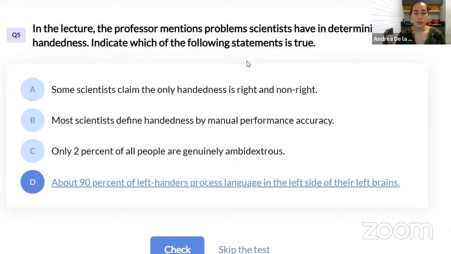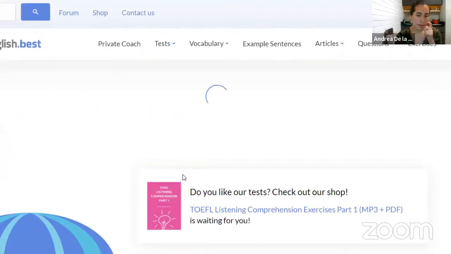Options A and B could be, but if we look at option B, it says most scientists define handedness by manual performance accuracy. So if most scientists agree with something, again, why would that be a problem, right? That doesn't sound like a problem. But option A sounds like a problem, right? So some scientists claim the only handedness is right and not right. And maybe other scientists disagree. That could be a problem. I don't know. We're gonna see. Let's check our answers.